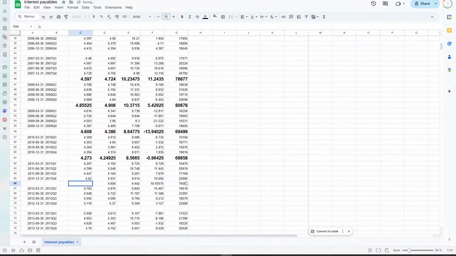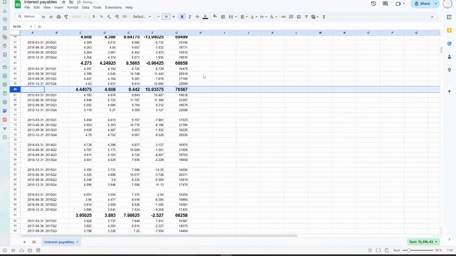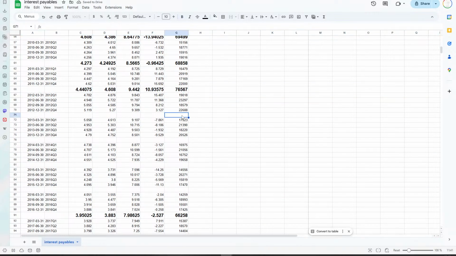Why I don't like Excel? Because one, I don't know how to use it. I know only the basic functions, and then it's of no use for me to do econometrics models.